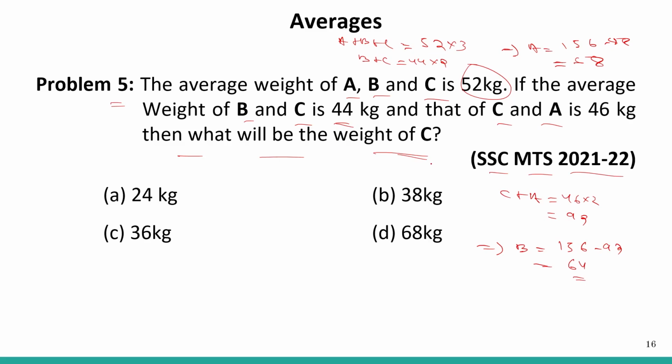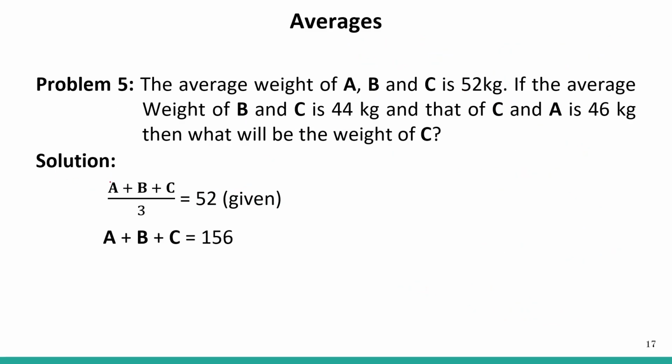Okay, so what will be the weight of C? 64 plus A, which is 68, gives 132, right? So 156 minus 132 is equal to 24. So 24 kg will be the correct answer. So the weight of C will be this one. This question has appeared in the MTS 2021-2022 paper.